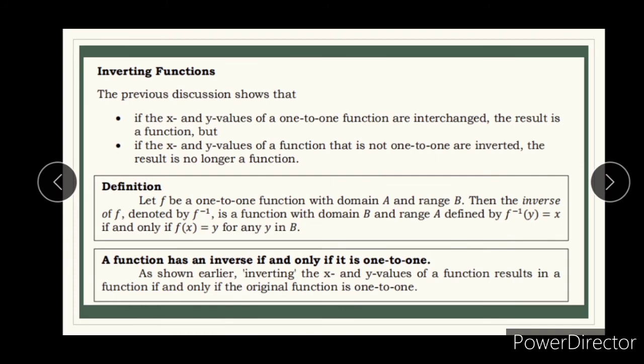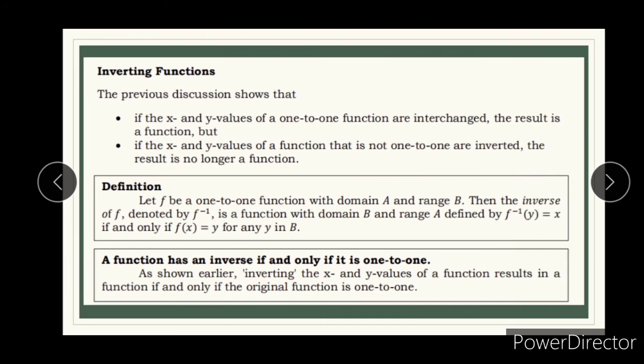Let f be a one-to-one function with domain A and range B. Then the inverse of f, denoted by f raised to negative 1, is a function with domain B and range A defined by the inverse function of y is equal to x if and only if f of x is equal to y for any y in B.